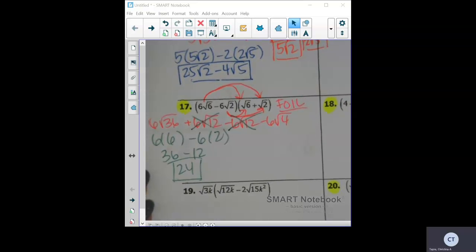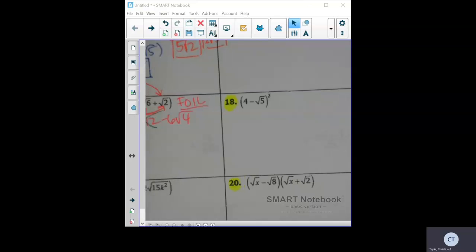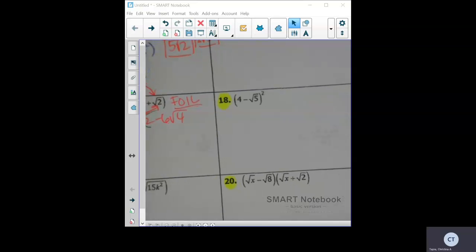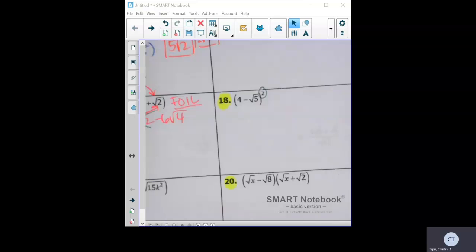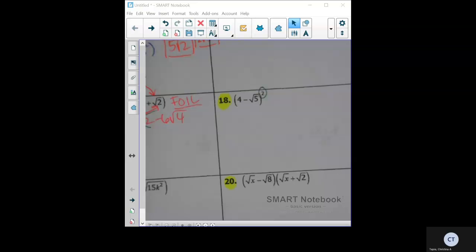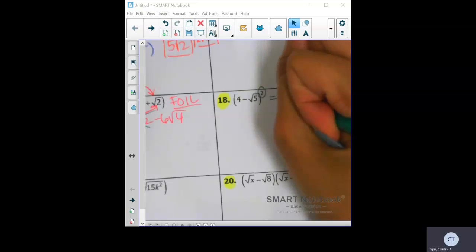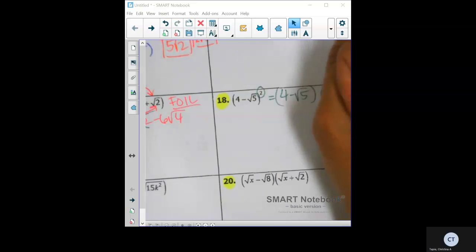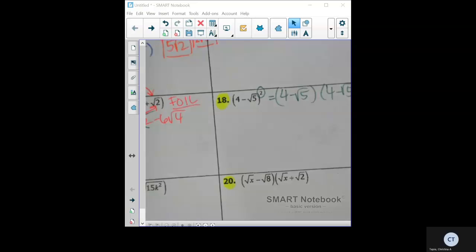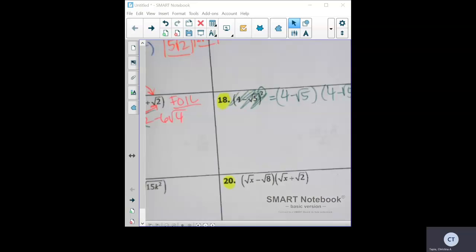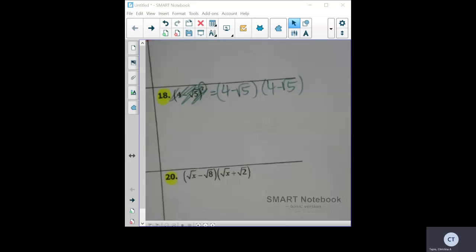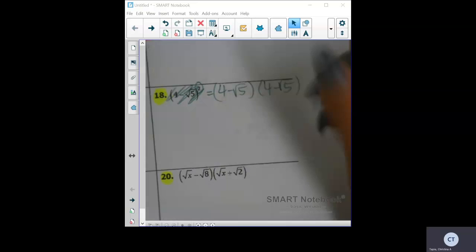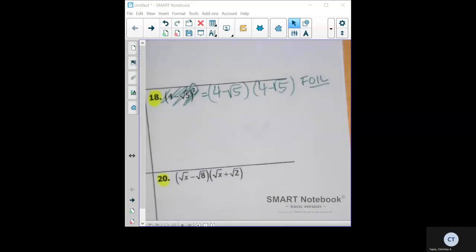For question 18, I like to go through how to set this up with you guys because I don't want you to mess this up later on your tests and quizzes and homework. What does this 2 mean? I know it means squared, but what are you supposed to do? Multiply it 2 times, separate it out, and distribute it to itself. So you need to rewrite this as 4 minus the square root of 5, 4 minus the square root of 5. Ignore that. Don't use the original because y'all love messing that up. Multiply it out as 2 separate things. So again, you would need to use FOIL. I'm not going to waste time going through that question because you guys can easily FOIL.